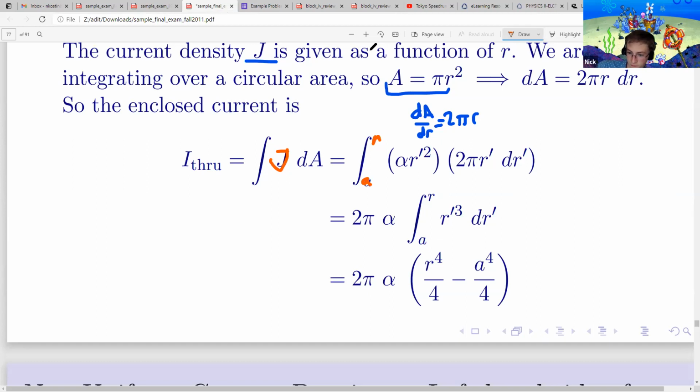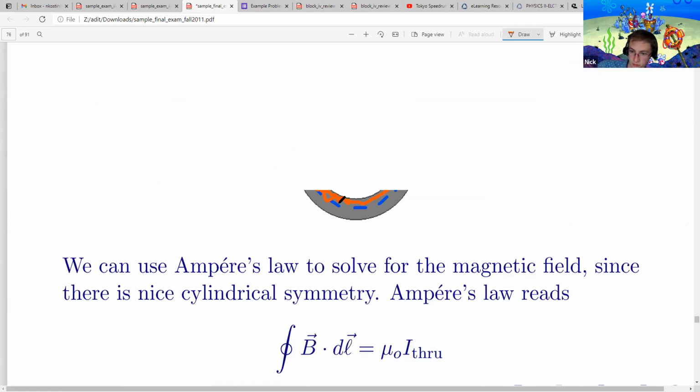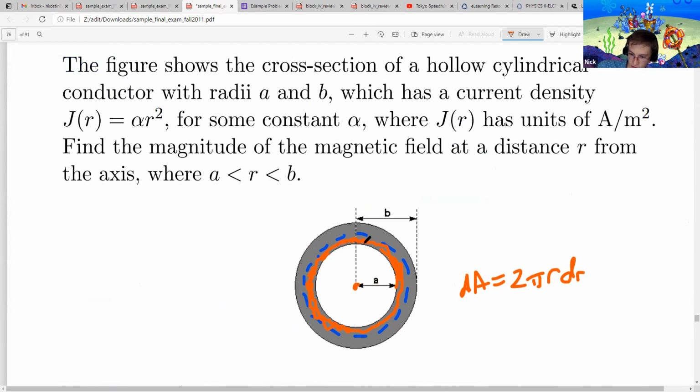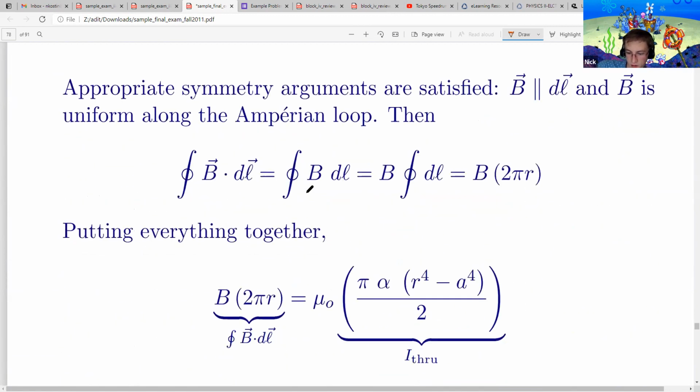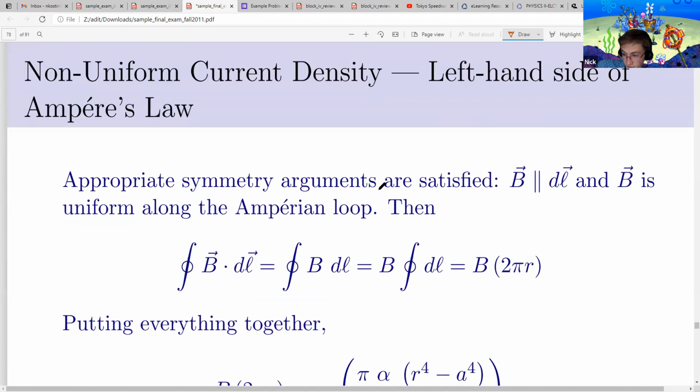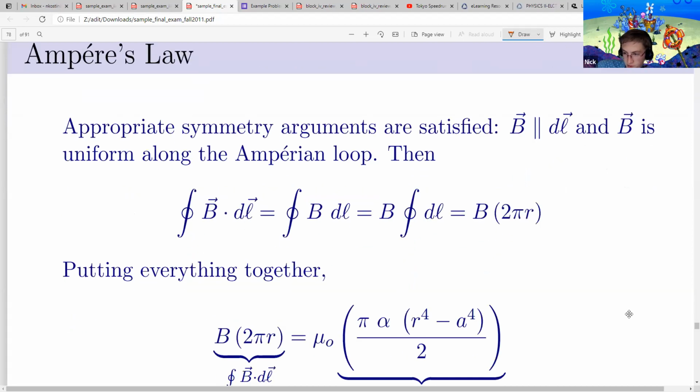Any questions on I through? Awesome. So that gives me the current going through my Amperian loop, the current in the orange section there. But I still have this left-hand side of Ampere's law I have to deal with. Thankfully, the symmetry arguments are going to be pretty much the same anytime I can use Ampere's law, because I have this Amperian loop. Actually, to be consistent with my earlier picture, let's make the Amperian loop blue. That's my Amperian loop, and I have magnetic field going tangential to that loop.